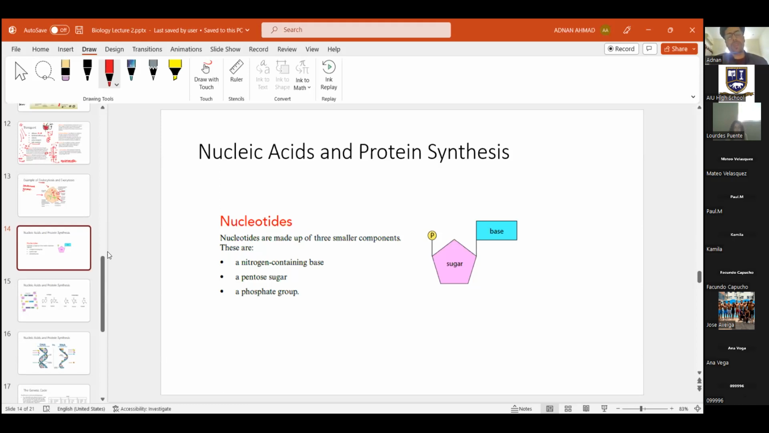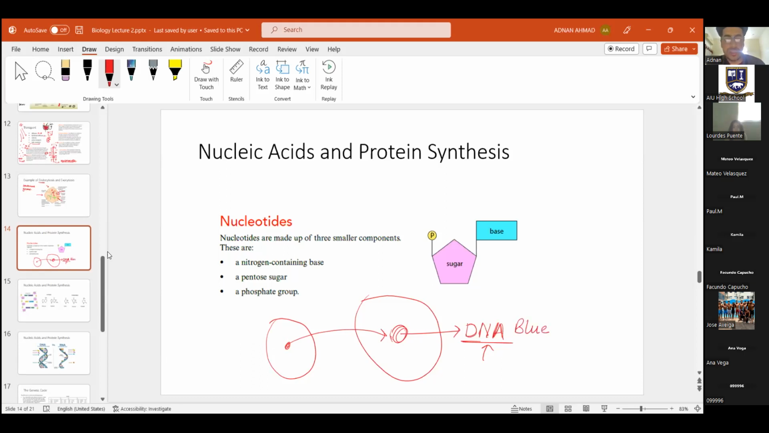So, nucleic acids and proteins. In my last lecture, I discussed that the cell contains the nucleus. It contains DNA, and DNA is a molecule that contains information about what to make inside the cell. This is the molecule that controls everything. For example, you have blue eyes, and your mother also has blue eyes. How do you have blue eyes? Your mother's DNA was transferred to your DNA, and that is why you have blue eyes, just like your mother or your dad.